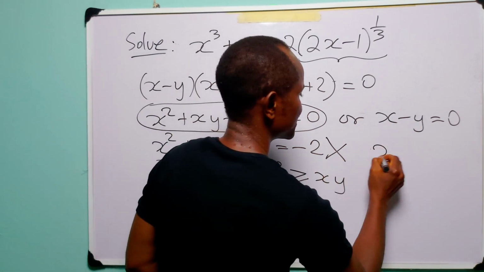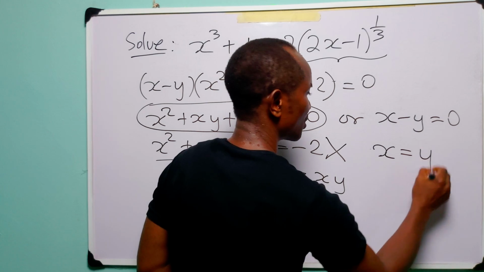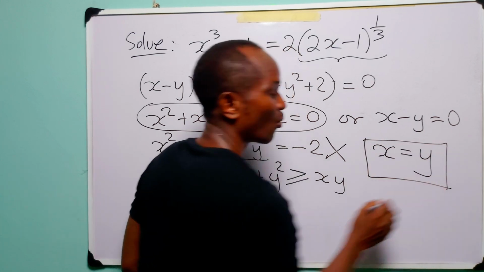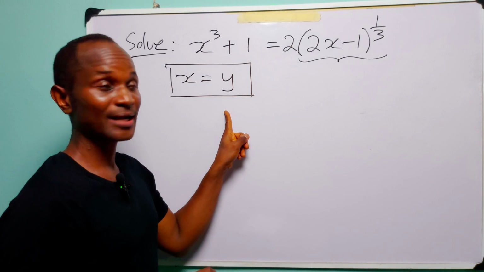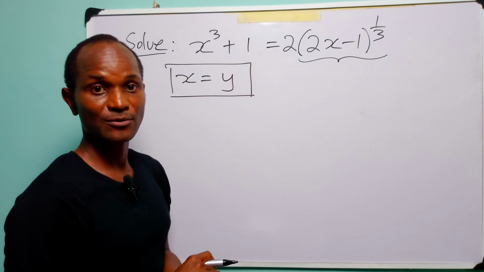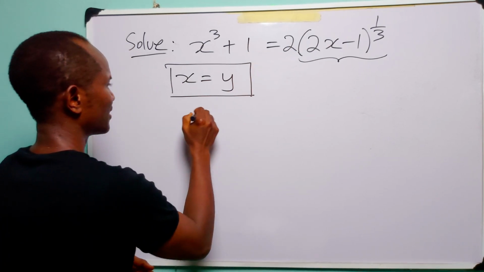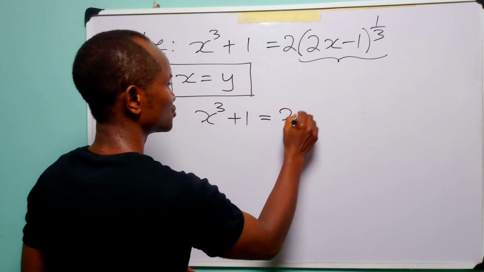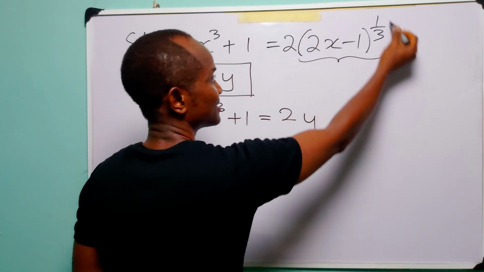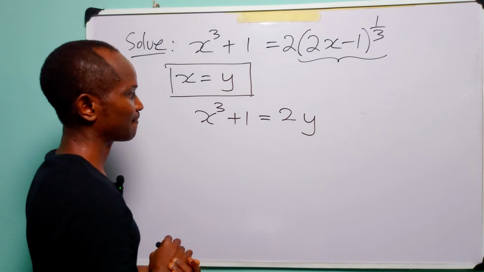Next, we look at this. And when we look at this, we simply have that x is equal to y. So now that we have that x is equal to y, we can go back to the original equation. And from there, we have that x cubed plus 1 is equal to 2y, because remember, we made this equal to y.